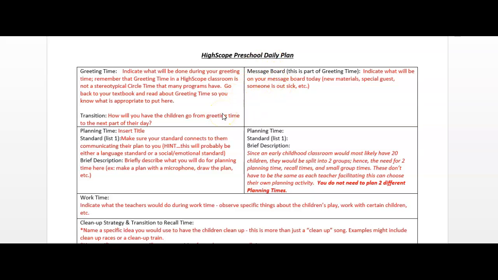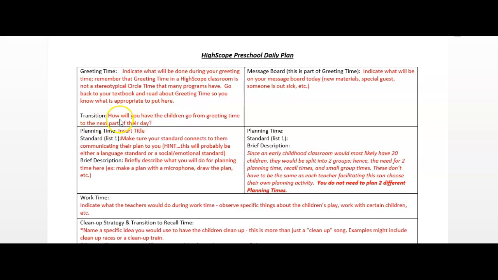Keep in mind that greeting time in a HighScope classroom is not a stereotypical circle time that many of you are familiar with. Greeting time is not long and is mostly spent going through the message board and maybe singing a song or doing a short large group activity to get the kids engaged for the day before transitioning to the next part of the daily routine.